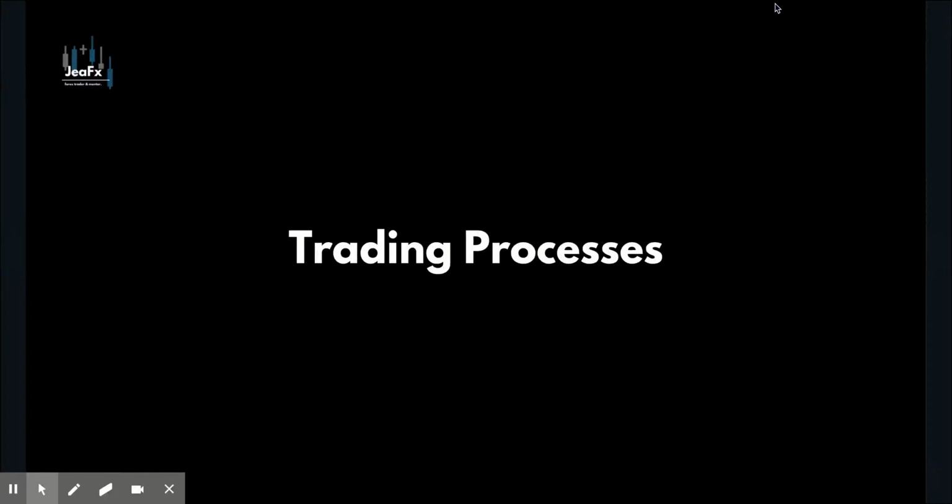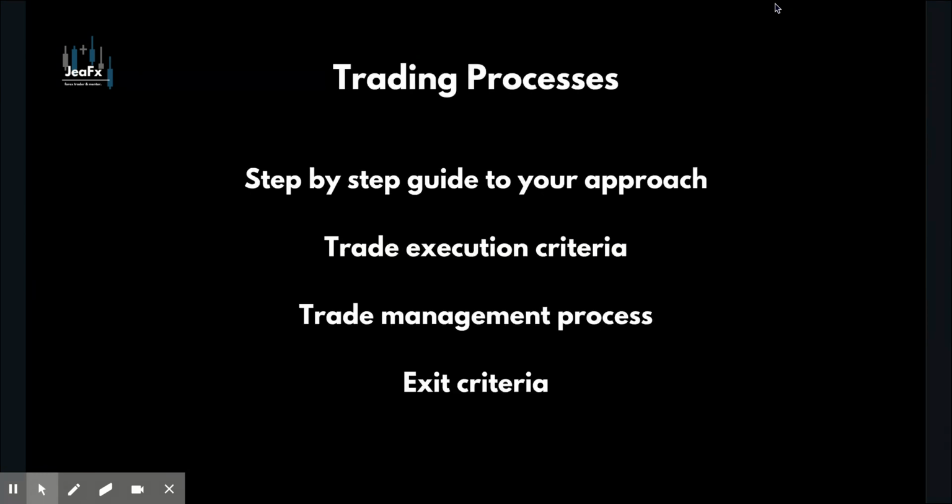In this video, we're going to be talking about trading processes. One of the major parts of our trading plan, when we've got those risk management and targets guidelines in place, is to actually look at the trading processes that we're going to be following. When I say trading processes, I'm referring to this step-by-step guide to your actual technical approach. This includes three major areas: trade execution criteria, trade management processes, and trade exit criteria as well. So in this video, we're going to talk through each of these.